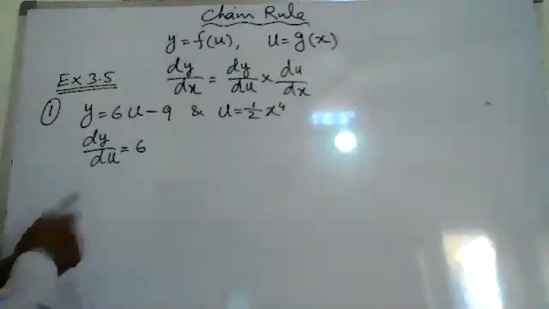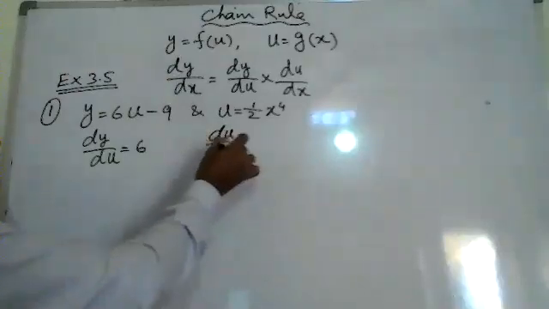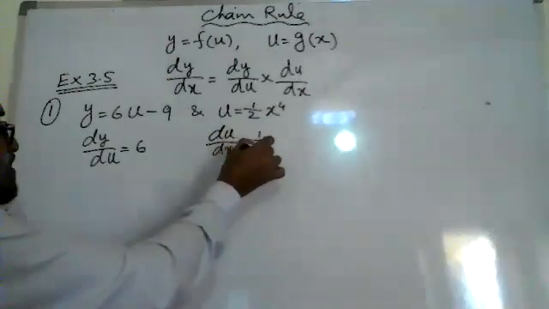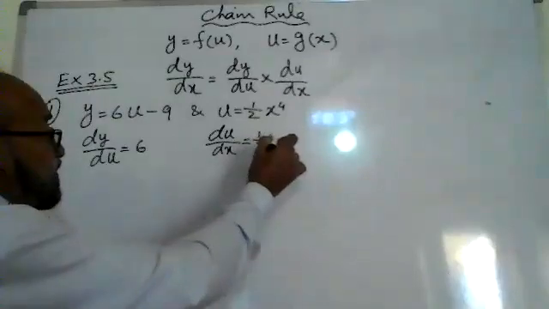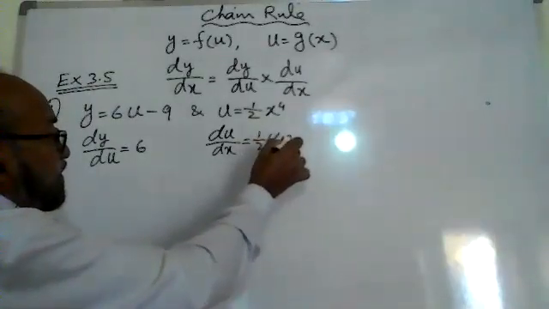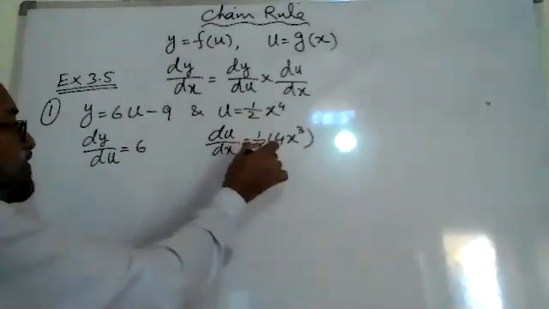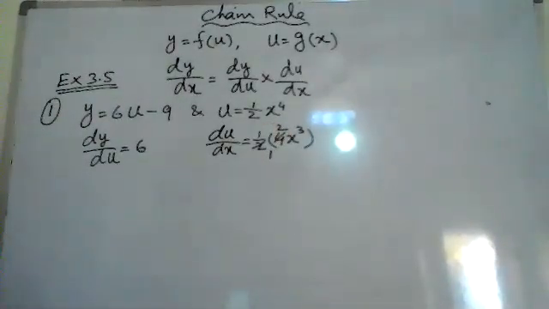So we will find du upon dx. One upon 2 is constant. Derivative of x raised to power 4 will be 4x raised to power 3. 2 ones are 2, 2 twos are 4. So that will become 2x raised to power 3.